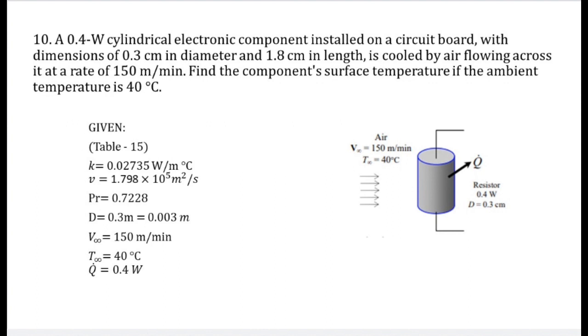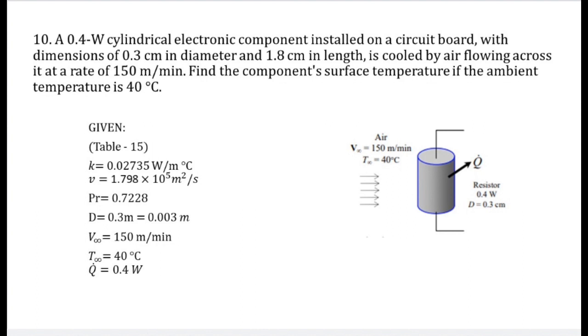A 0.4 watt cylindrical electronic component installed on a circuit board, with dimensions of 0.3 centimeter in diameter and 1.8 centimeter in length, is cooled by air flowing across it at a rate of 150 meters per minute. So find the component surface temperature if the ambient temperature is 40 degrees Celsius. So let's list down all the given in this problem.